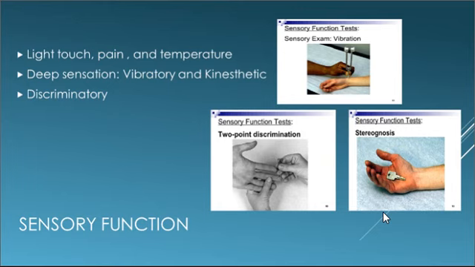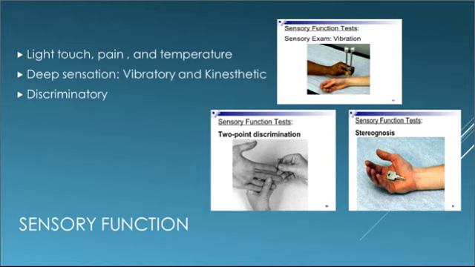And 2-point discrimination, I'm not sure if you can see it in this picture. This is something with 2 pricks, 2 ends on it. So can they distinguish, close together, that there are actually 2 distinct things hitting them? That is a sensory function test.